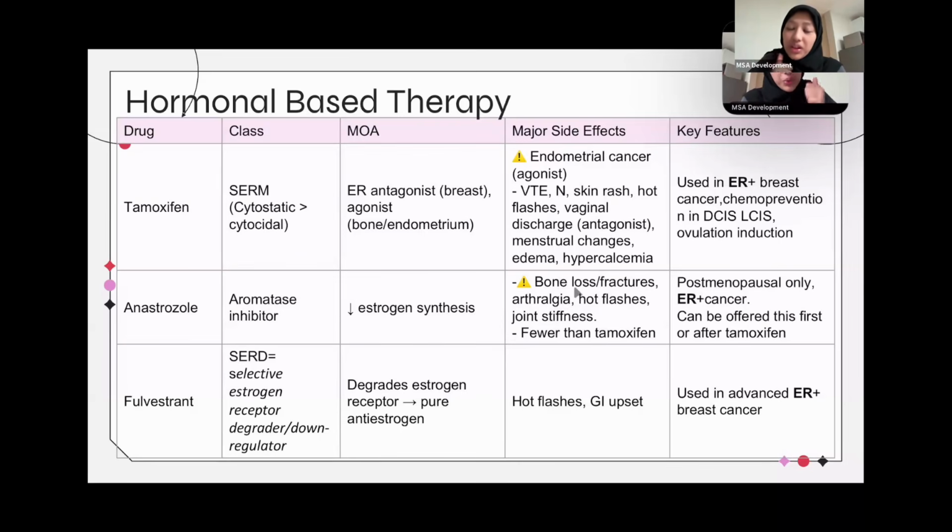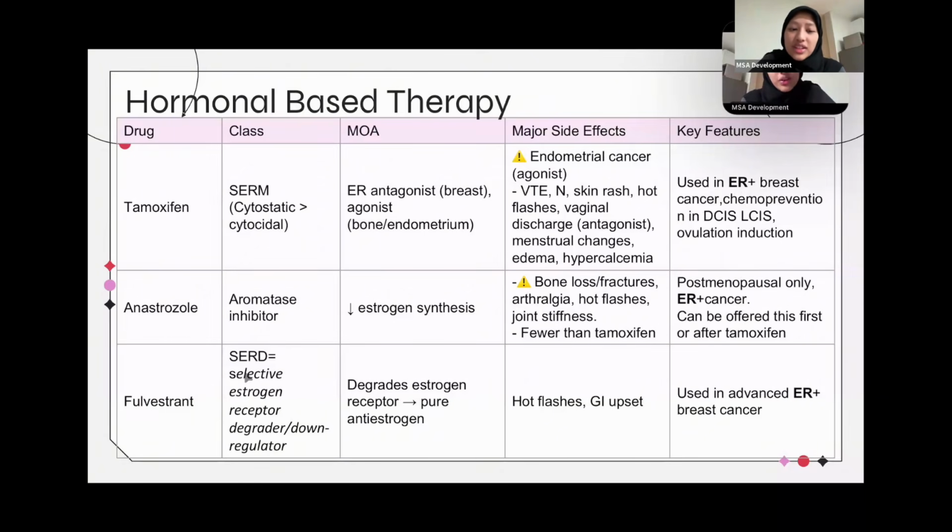Bone loss. I'm not sure how it happens, but it can have major effects on the bone. So you can only use it in postmenopausal ER positive cancer, because again you do not want the bone loss to happen in young patients, right? Also fractures. So ER positive here too.